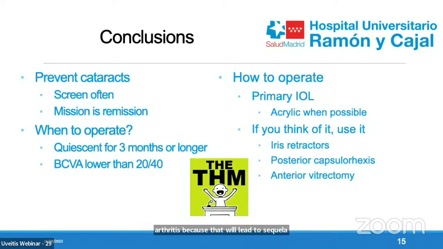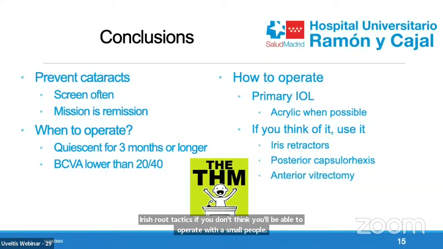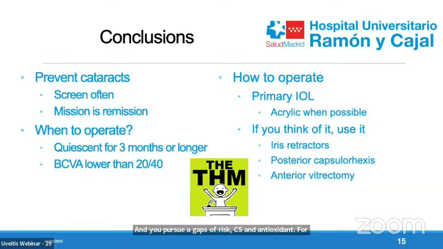When to operate? You need to have an eye that has been quiescent for 3 months or longer before going into the operating room, and with a vision that has become lower than 20/40 or 6/12. And how do you operate? My advice: use a primary IOL implant, and when possible, choose an acrylic implant. Use iris retractors if you don't think you'll be able to operate with a small pupil. And do posterior capsulorhexis and anterior vitrectomy. For me, the way out is the easy way out: put the lens in the bag, and after that, go behind the lens and clean the visual axis.